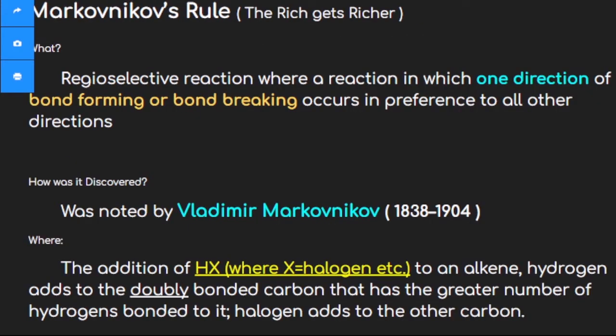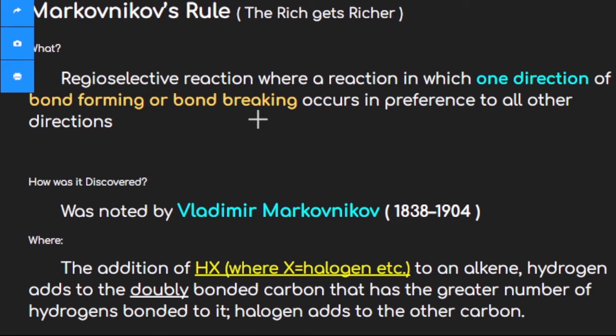Before we start with these reactions, we must first learn Markovnikov's rule. It was noted by Mr. Vladimir Markovnikov. What is it? It is a regioselective reaction, a reaction in which one direction of bond forming or bond breaking occurs in preference to all other directions. It is where, in the addition of HX, where X means the halogen or etc., to an alkene, hydrogen adds to the doubly bonded carbon that has the greater number of hydrogens bonded to it, and the halogen adds to the other carbon.